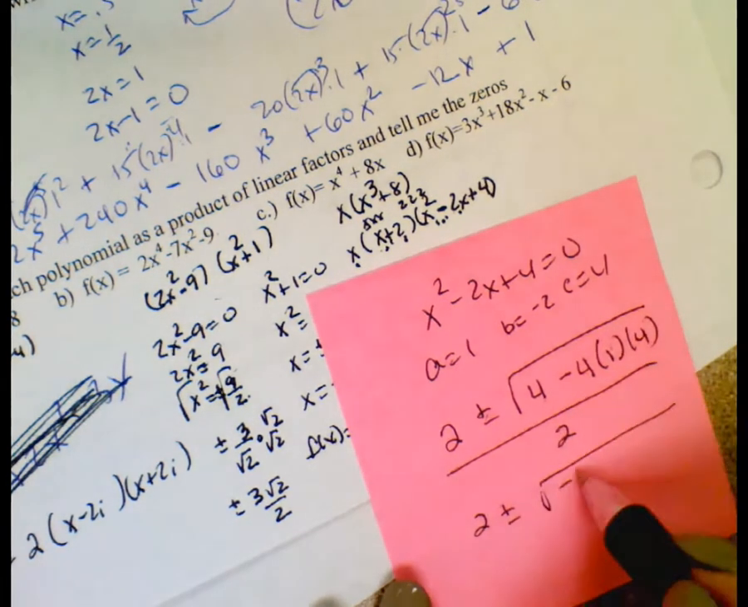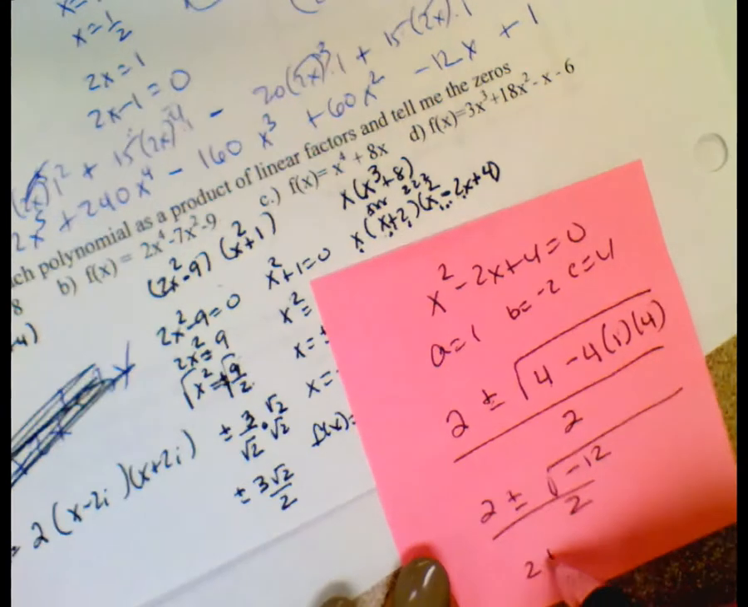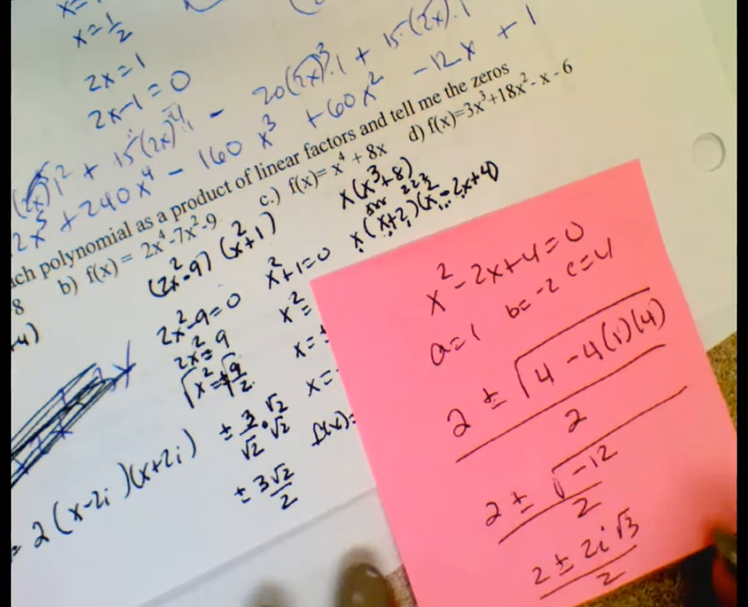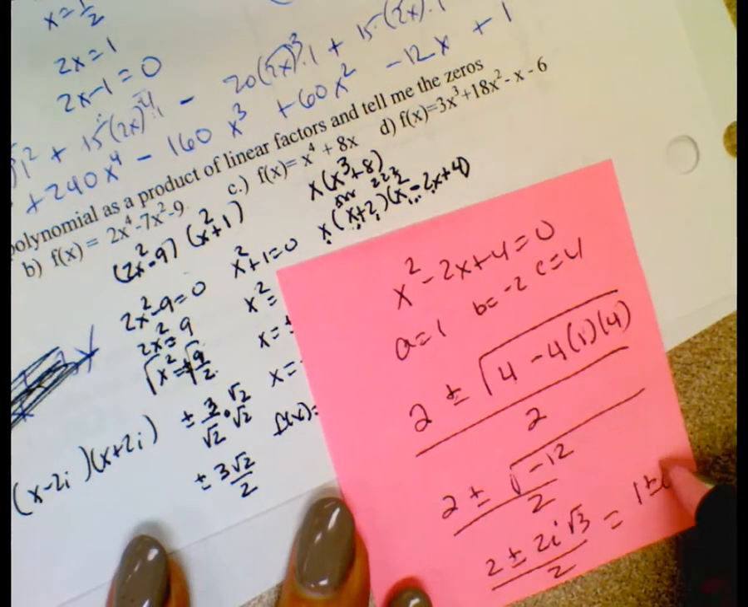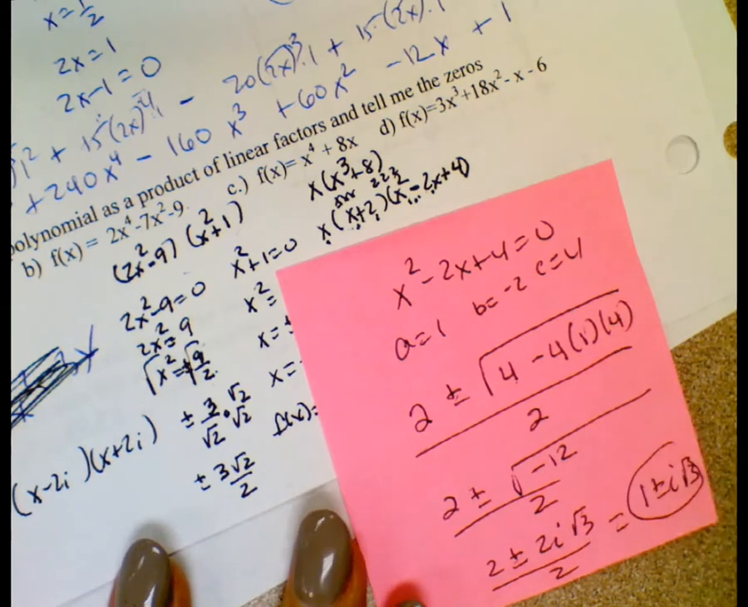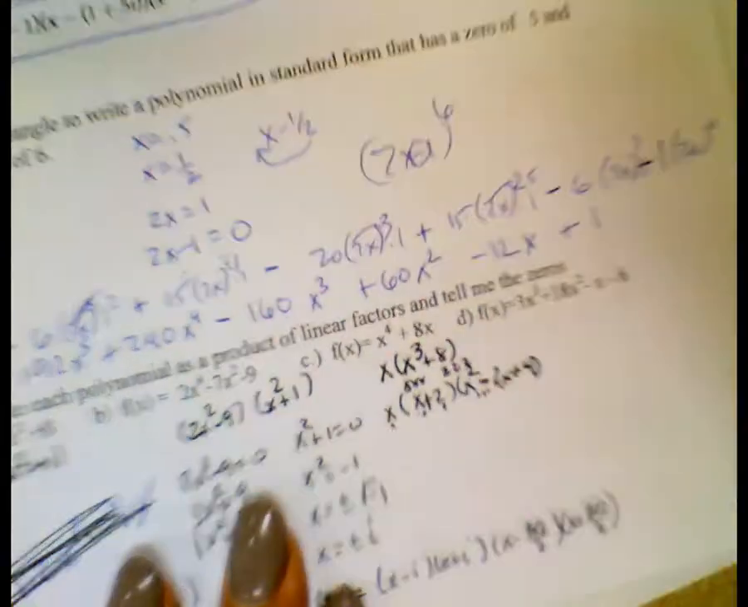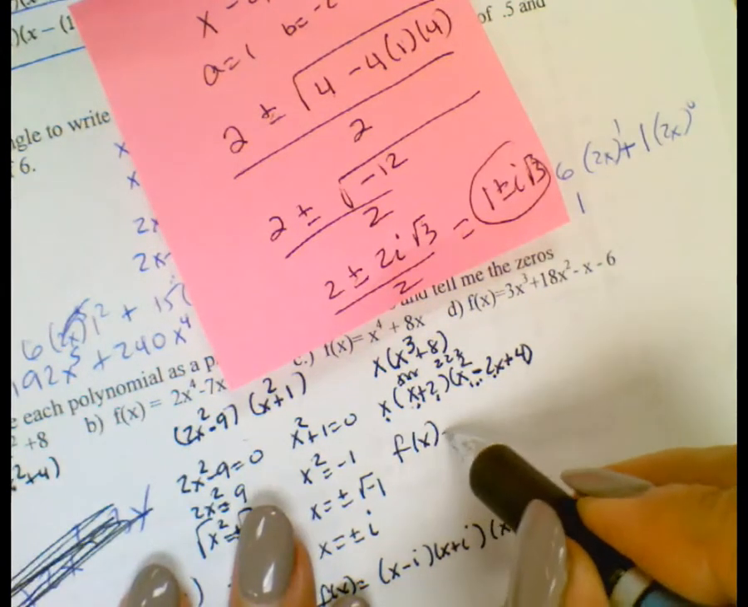4 minus 16 is negative 12 over 2, which is 2 plus or minus 2i radical 3 over 2, which is reduced to 1 plus or minus i radical 3. So these are the two zeros right here. I'm out of room for this problem.